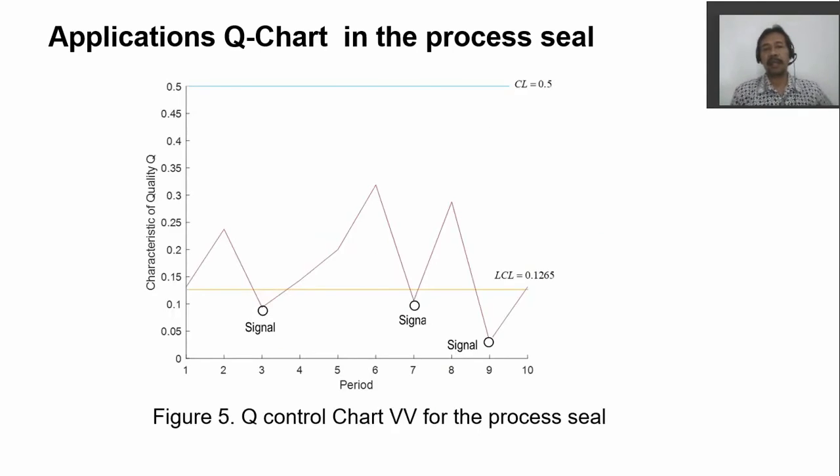And here is the Q chart for the data. We can see here that individual number 3 signals an outlier, out of control, and also subject number 7 and subject number 9. Because here they are lower than the lower control limit. This is the Q control chart based on vector variance for the seal process.